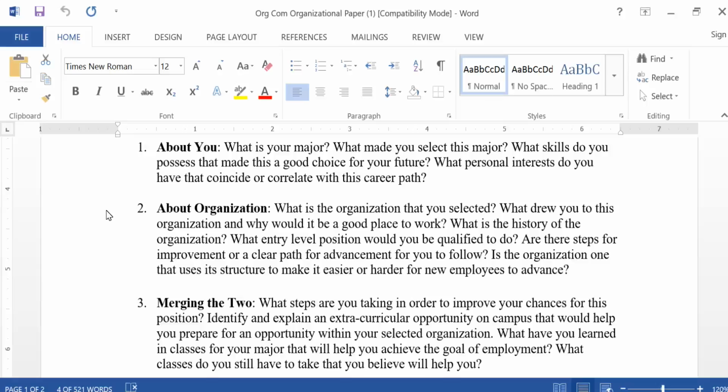So about yourself, what's your major? What are you learning about? Why did you choose this major? What do you think that you gained that makes you uniquely fit for the job market, for the organization that you find yourself in or will be finding yourself in? What personal interests do you have that would send you along this career path?